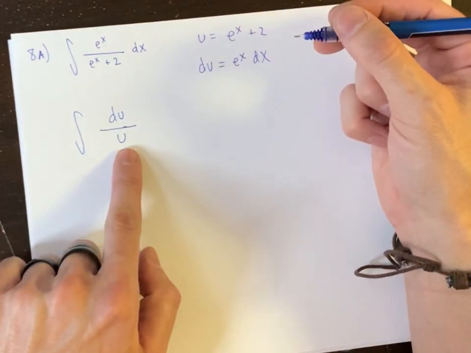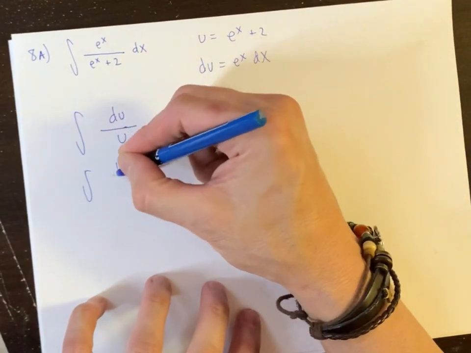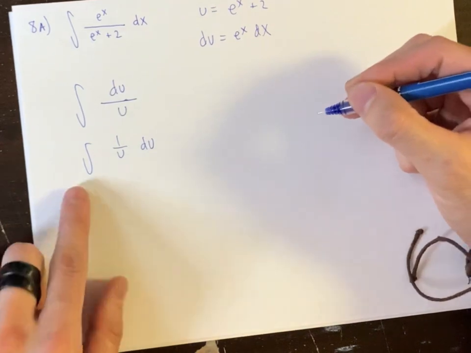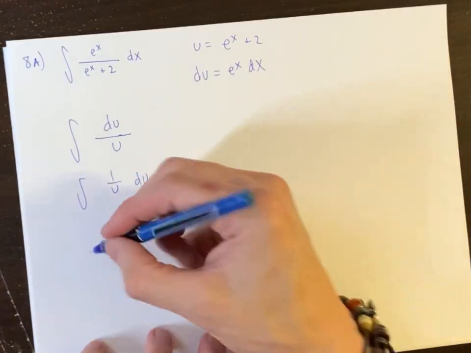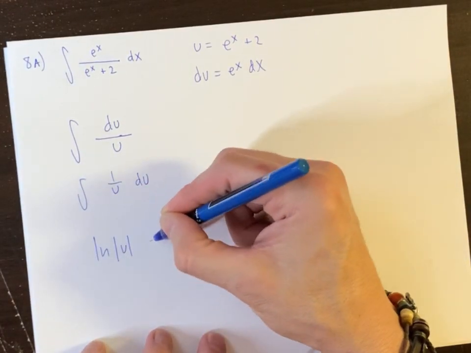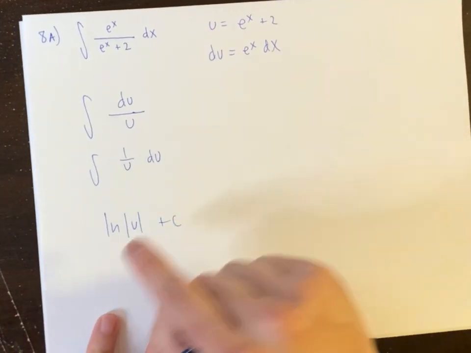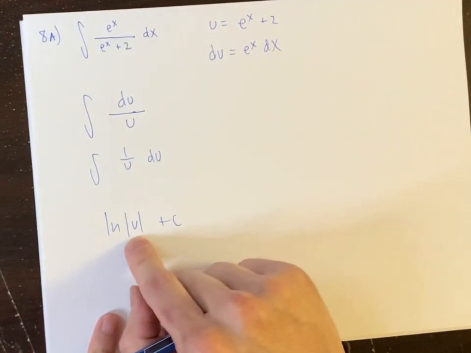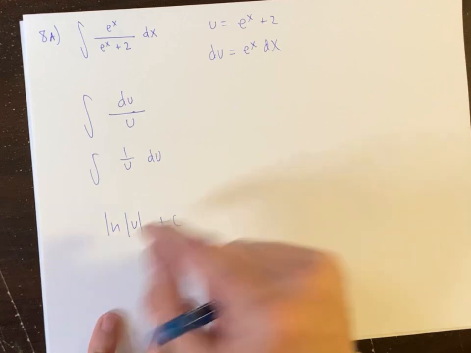And now we recognize this, that this is the derivative. I'll write it a little differently. The antiderivative of 1 over u is natural log. Remember that? Natural log of u. All right? And we put absolute values just to be sure, because you can never natural log a negative number.